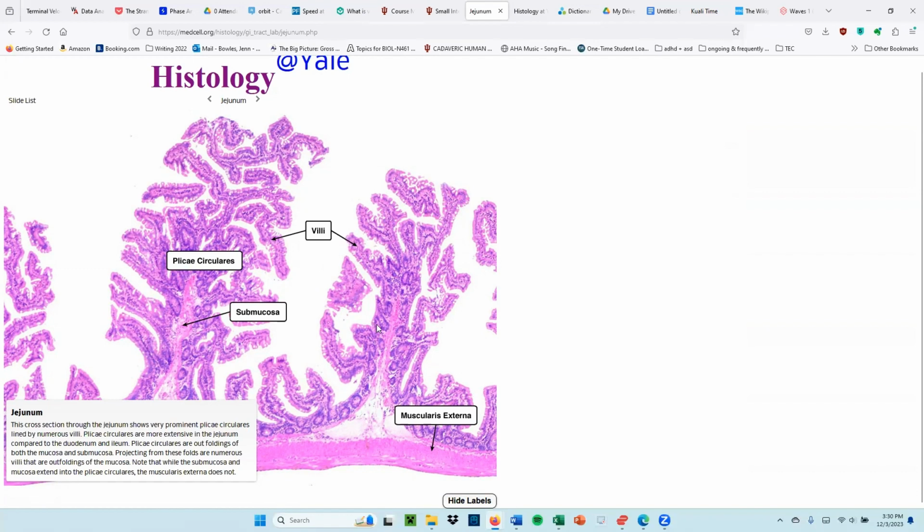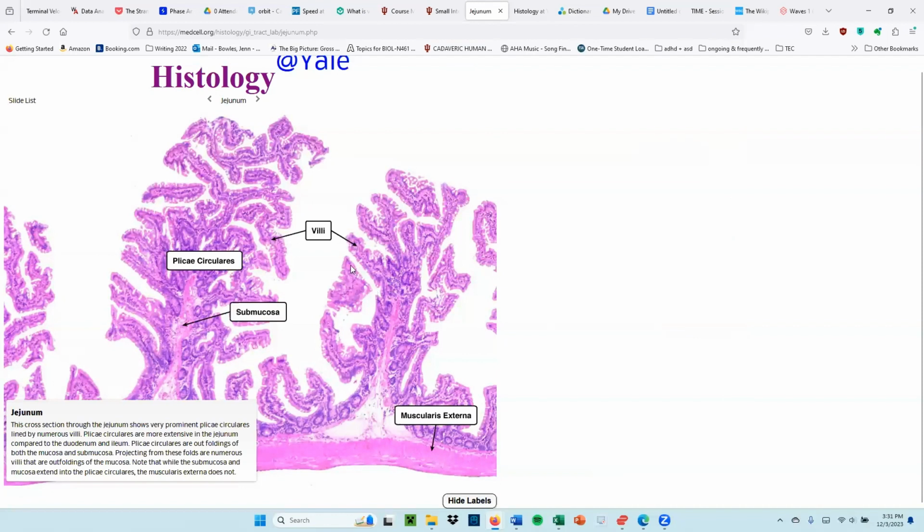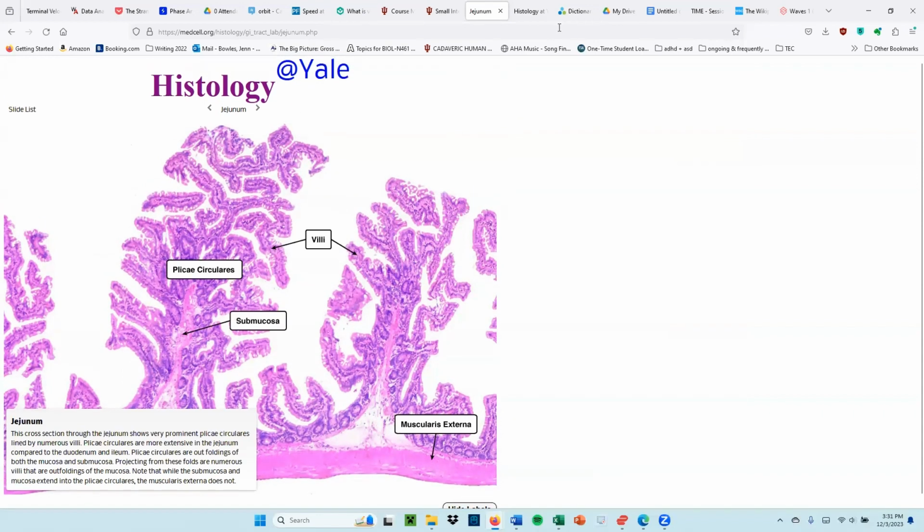For example, I might say, identify this immune structure within the small intestine, and you'll have to know what that is based on what it looks like on a slide. A good follow-up question might be, what region of the small intestine is this structure found in? So we can use those unique characteristics. With the jejunum, it's more identification because we don't have anything really special about it.